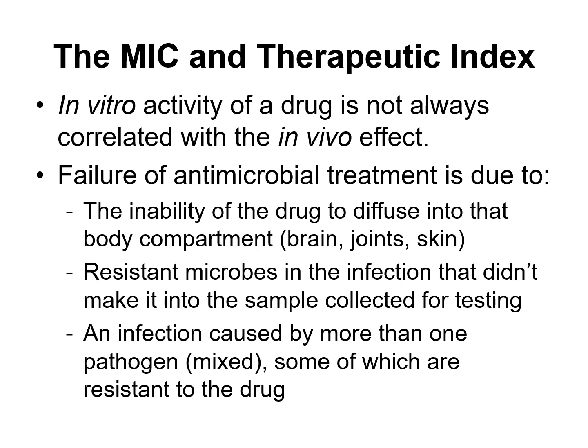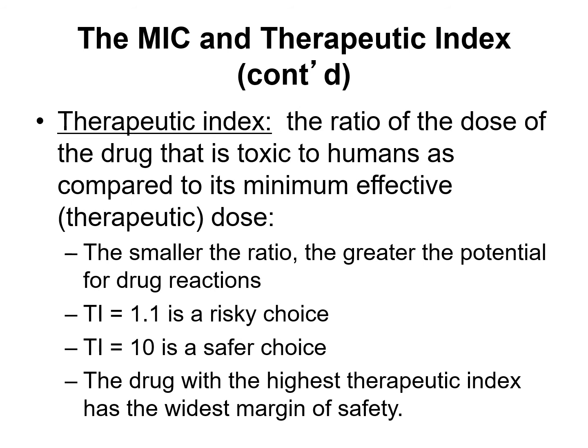antimicrobial medication. So the therapeutic index is the ratio of the dose of the drug that is toxic to humans as compared to its minimum effective dose. Basically, we don't want this to be a ratio that's close to each other, because if it's like 1.1, let's say the toxic dose is 10 milligrams, and the minimum effective dose is like 9 milligrams. That's a super close window. So we really don't want to play that Russian roulette game.